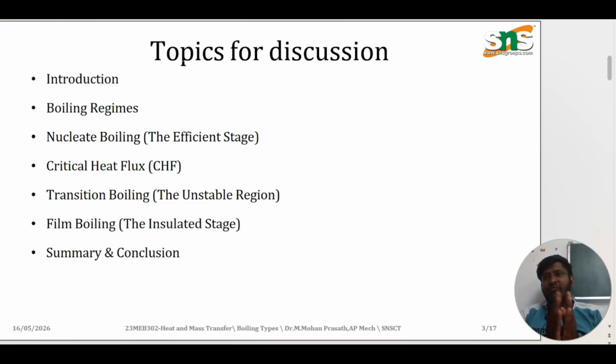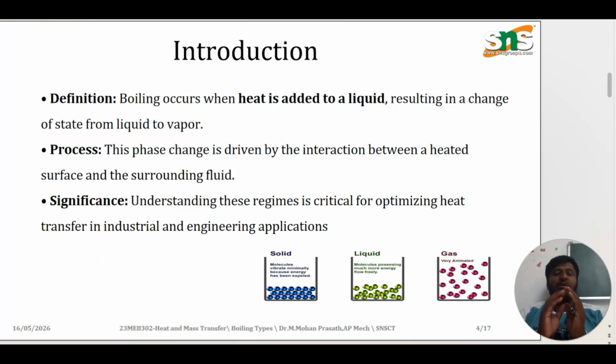The topics for the discussion now: first, the introduction to boiling. Next, boiling types such as nucleate boiling, critical heat flux, transition boiling, film boiling, and finally the summary and conclusion. The first is the introduction.